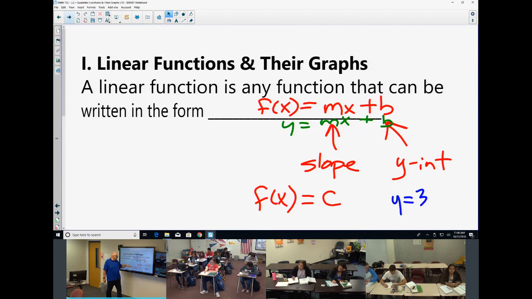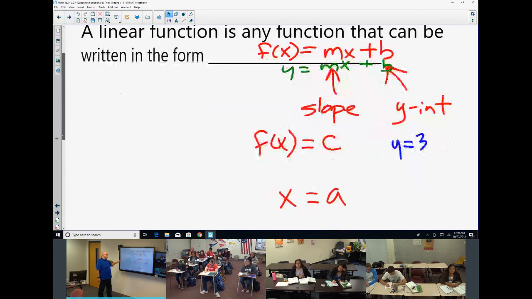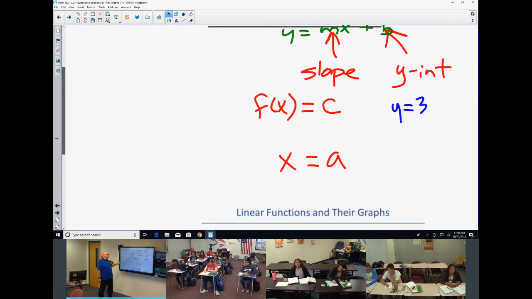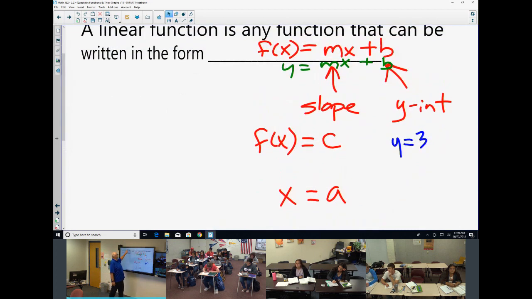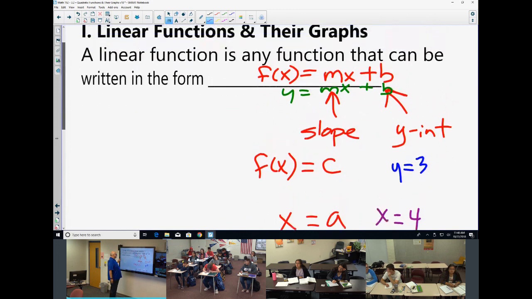Now, if I have a function equals a constant, like y equals 3, that's still considered a line. You just have a slope of 0 there. So a horizontal line, y equals 0, y equals 3. And then if I have x equals a, like say x equals 4, that's still considered a line. It's a vertical line. Okay?